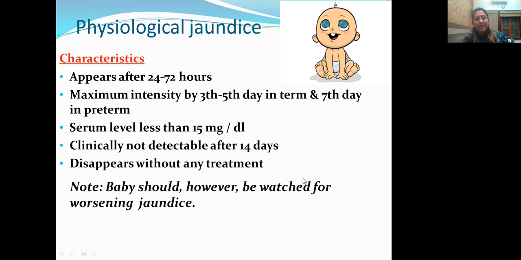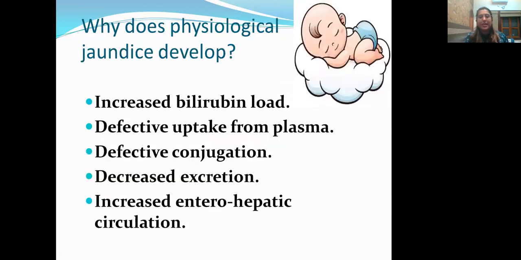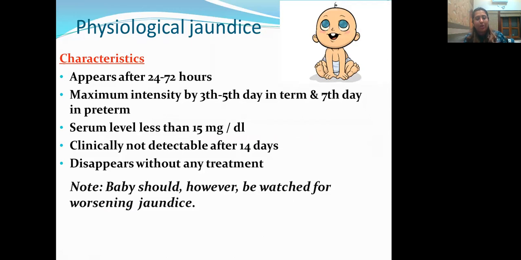The maximum intensity is usually by the 3rd to 5th day in case of term and 7th day in preterm. So physiological jaundice itself appears later in the preterm babies, and it can stay up from 14 to 21 days in case of preterm neonates. The serum level is less than 15 mg per deciliter. However, in certain cases, it can also go up to 18 or 20 mg per deciliter.